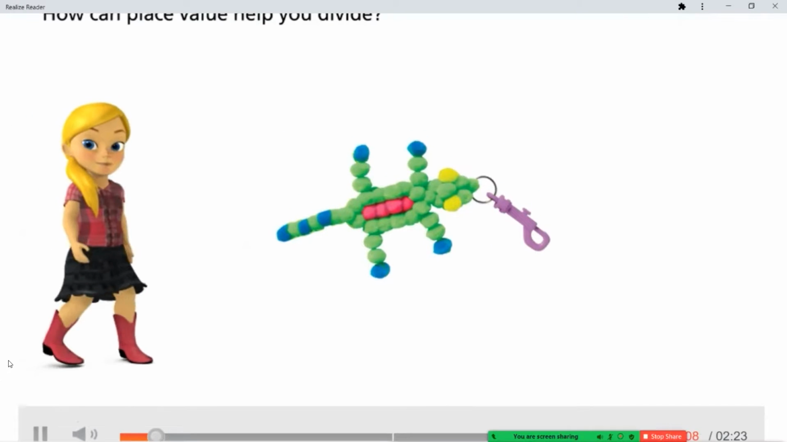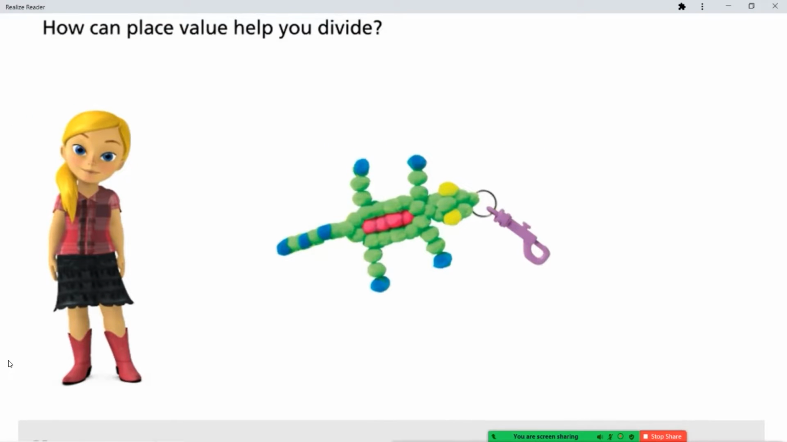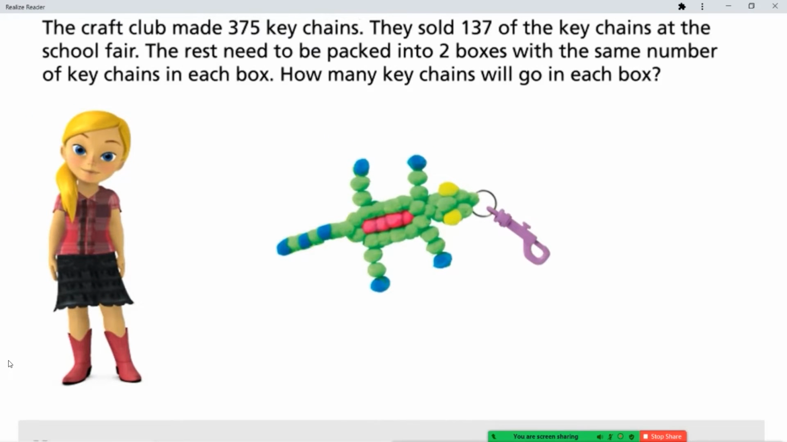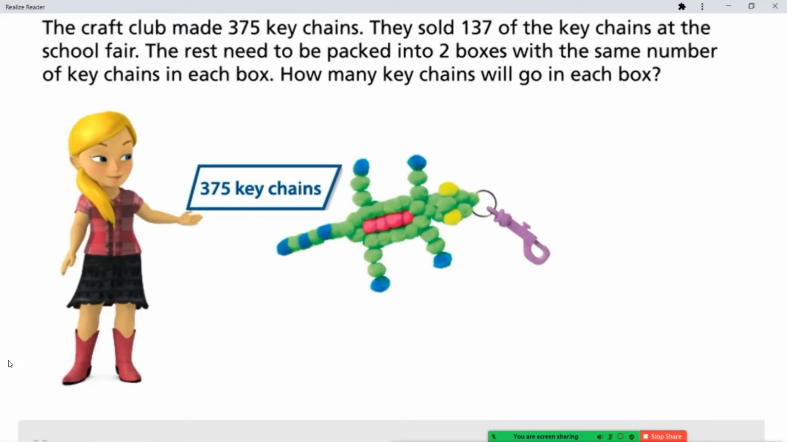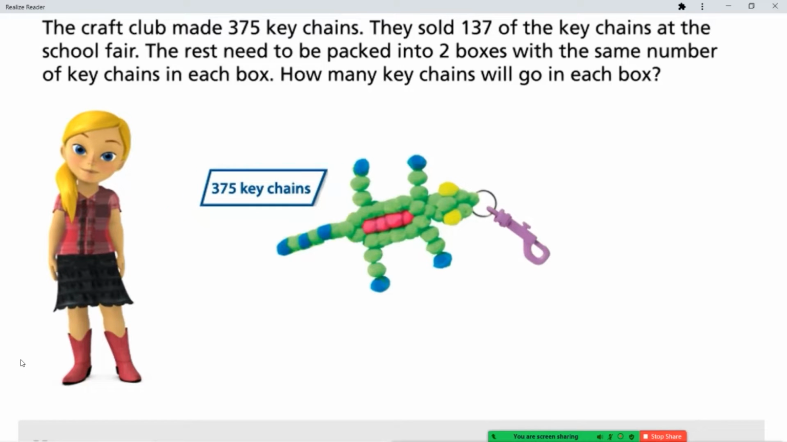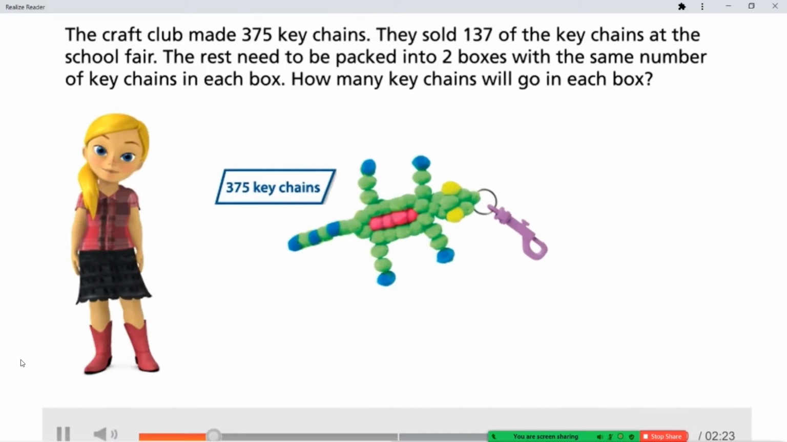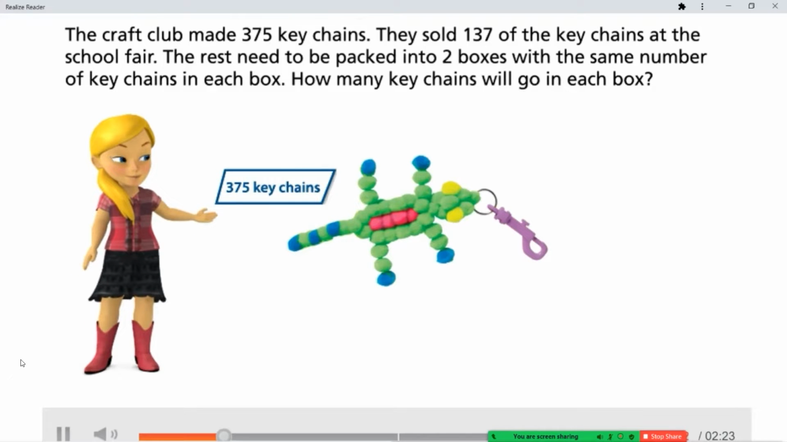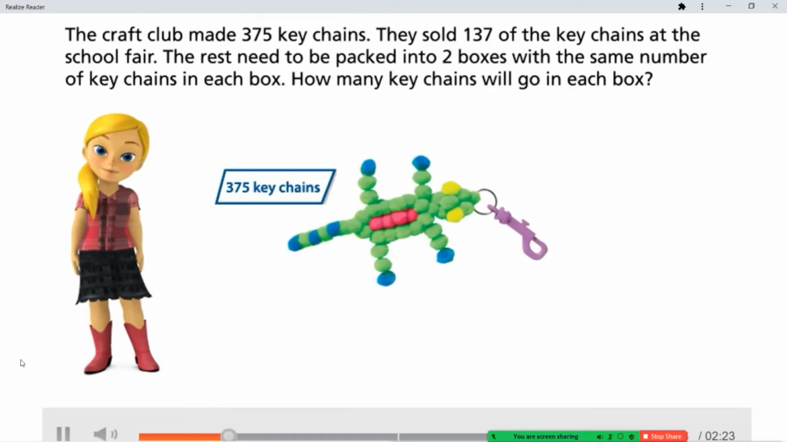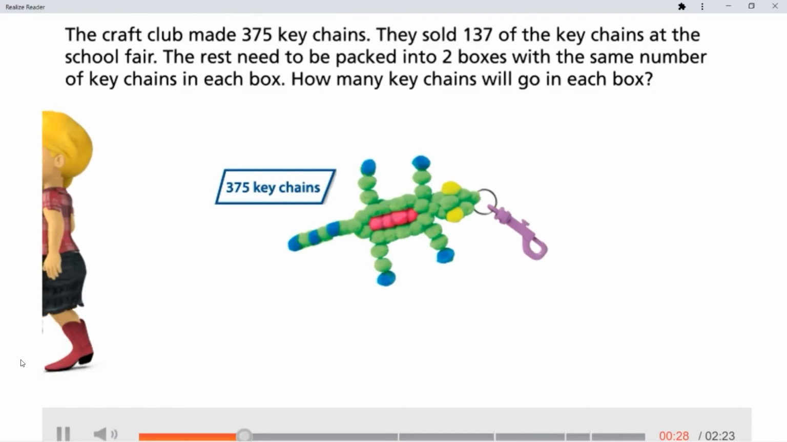How can place value help you divide? The Craft Club made 375 keychains. They sold 137 of the keychains at the school fair. The rest need to be packed into 2 boxes with the same number of keychains in each box. How many keychains will go in each box?